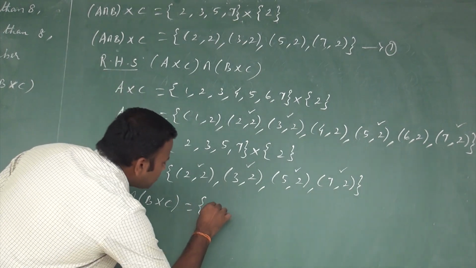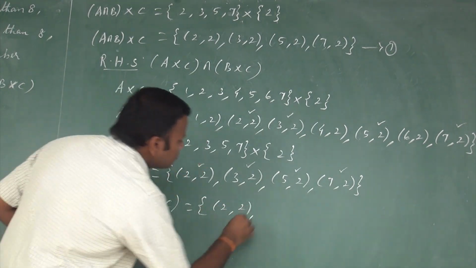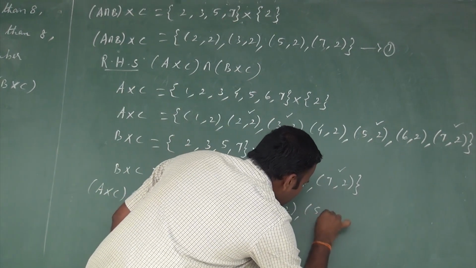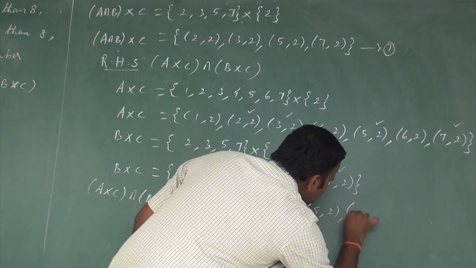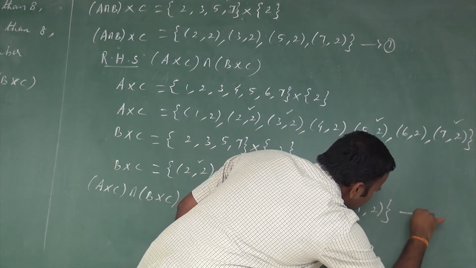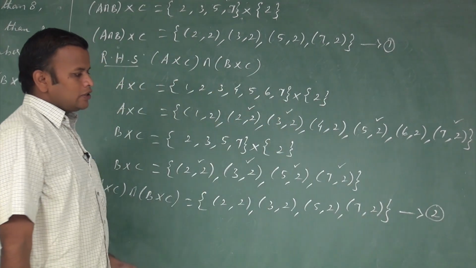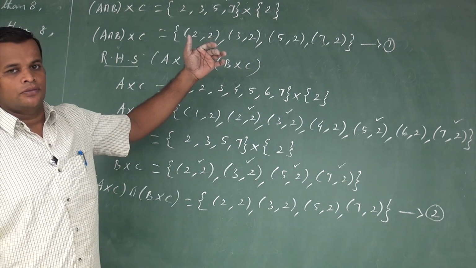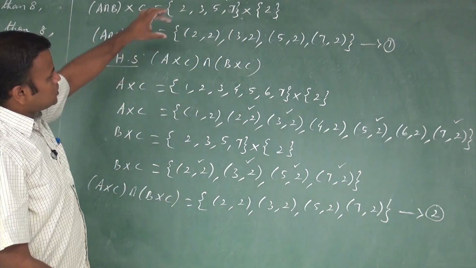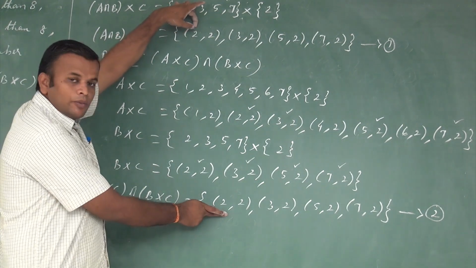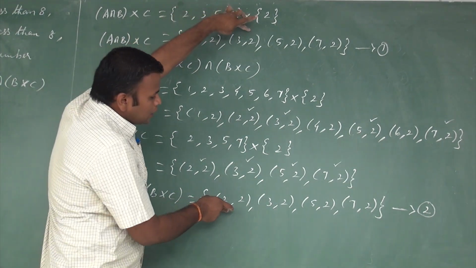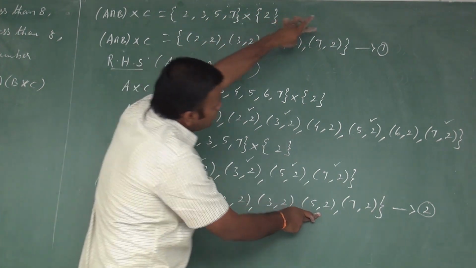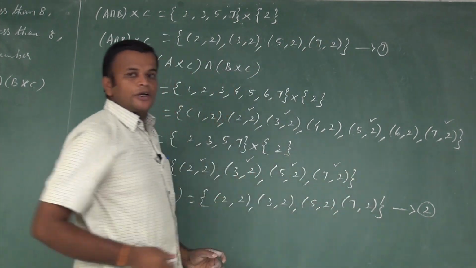So the common ordered pairs are 2 comma 2, 3 comma 2, 5 comma 2 and 7 comma 2. I put this as equation 2. After we write the second equation, you check from 1 also. From 1 and 2, you see the first ordered pair is 2 comma 2. Here also 2 comma 2. Next one 3 comma 2. Yes, 3 comma 2 is there. 5 comma 2, 5 comma 2. 7 comma 2 and here also 7 comma 2.